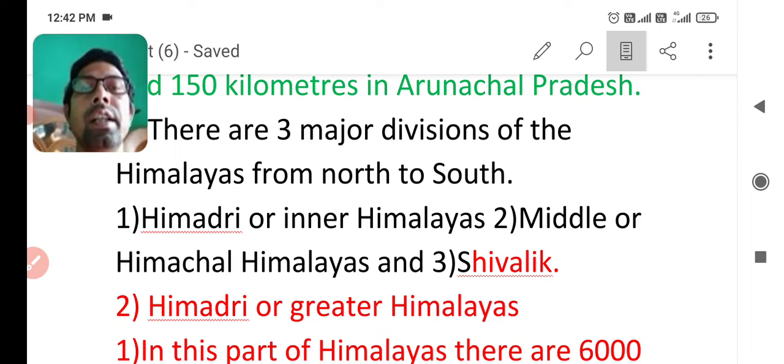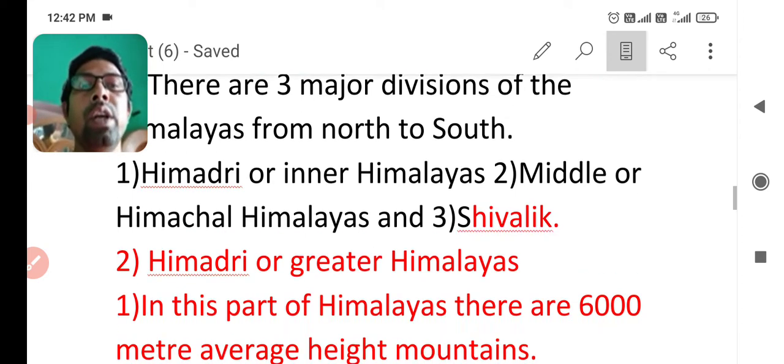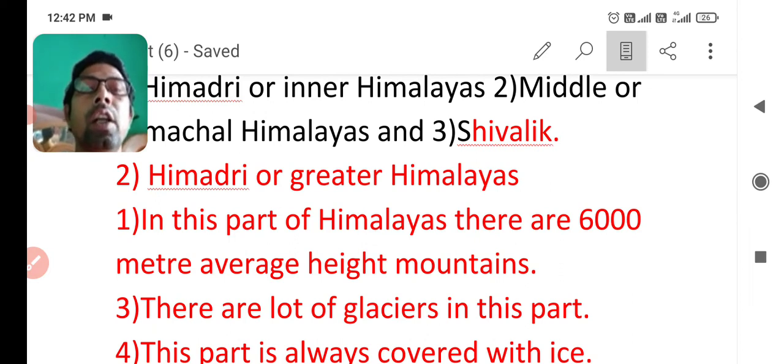First is Himadri or inner Himalayas. Second is middle or Himachal Himalayas. And third is Shivalik. So we are going to read the different points related to these 3 parts. First is Himadri or Greater Himalayas or Inner Himalayas.